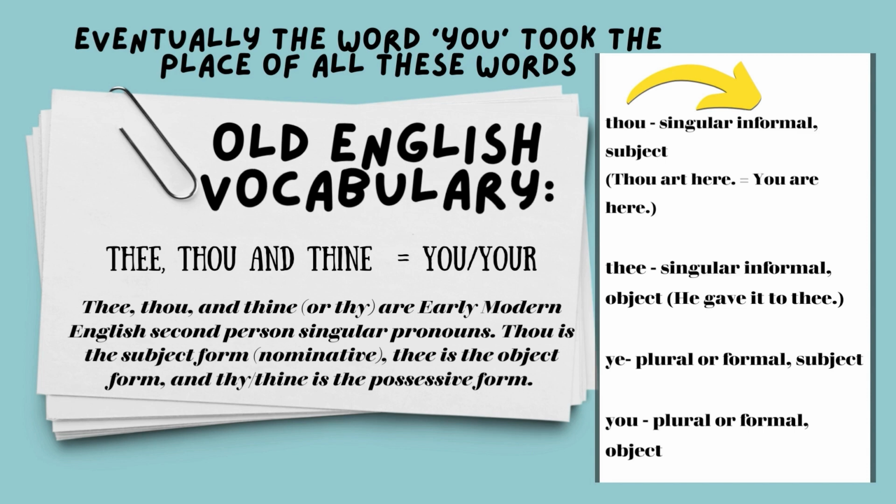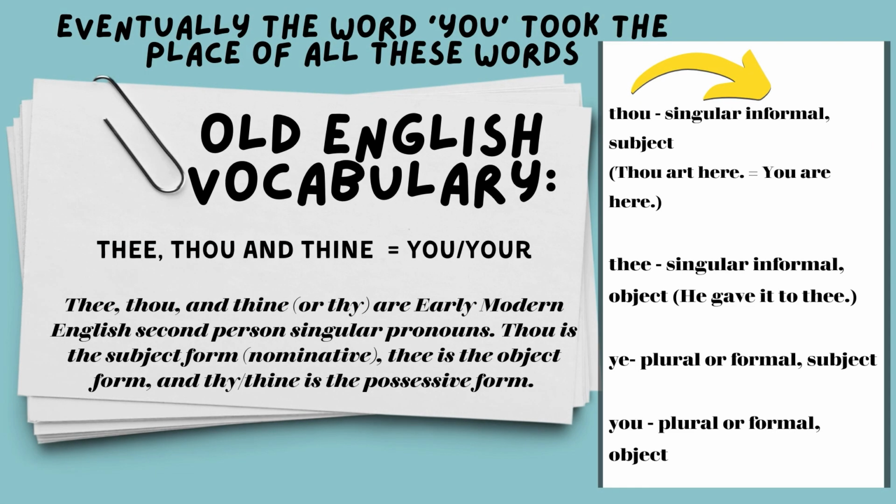A lot of people get confused when reading Shakespeare because he uses Old English vocabulary. So the first thing I want to point out is that thee, thou, and thine are eventually replaced by the modern word you. Thee, thou, and thine, or thy, are early modern English second person singular pronouns. Thou is a subject form, thee is the object form, and thy or thine is the possessive form.